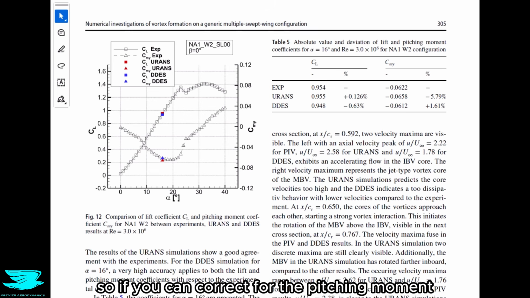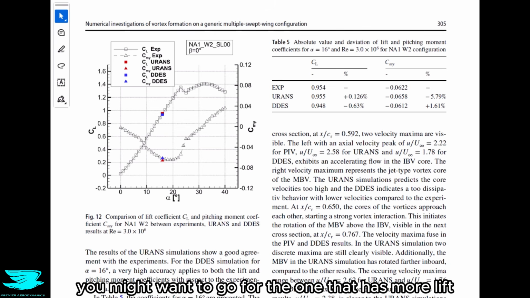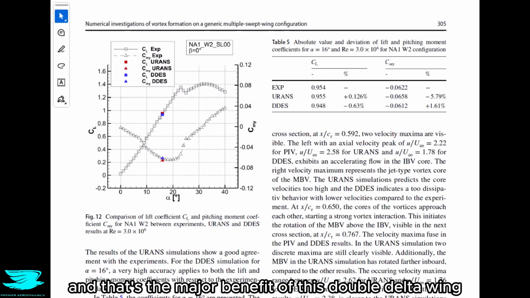So if you can correct for the pitching moment coefficient of the triple delta wing, so you might get a tail on the back or canards or whatever you like to do, then you might want to go for the one that has more lift. But if you want to have a more robust wing, then perhaps the double delta wing is better because you have more consistent lift coefficient at higher angle of attack, the pitching moment is more stable, and that's the major benefit of this double delta wing.